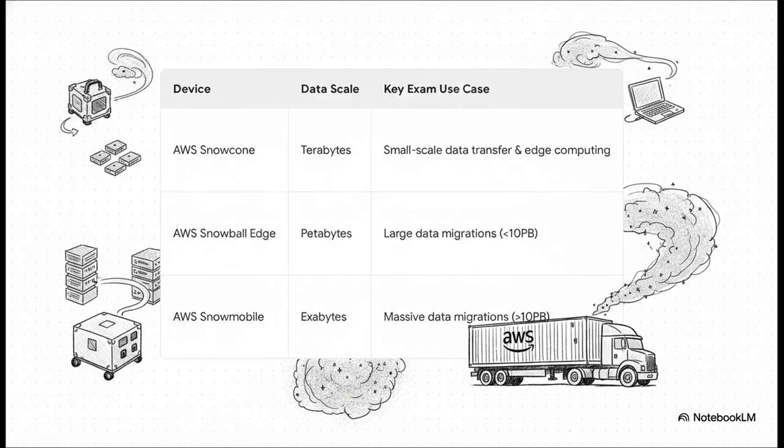Okay, this table is pure gold for your exam. You absolutely need to know this. It really just comes down to matching the amount of data to the right device. If an exam question mentions terabytes, you should immediately think Snowcone. If they start talking about petabytes, your answer is Snowball Edge. And if you see the word exabytes or anything over 10 petabytes, well, that's a job for the Snowmobile. And yes, that is literally a 45-foot shipping container on the back of a semi-truck.